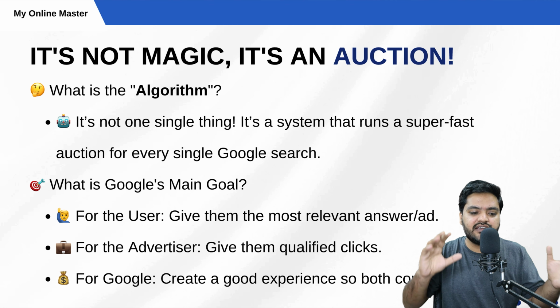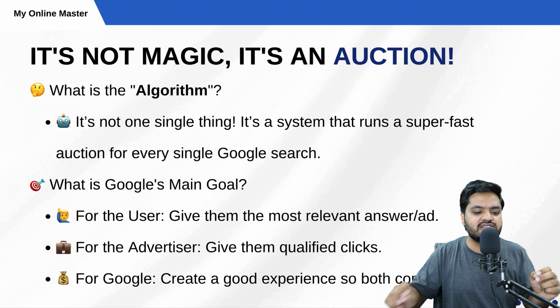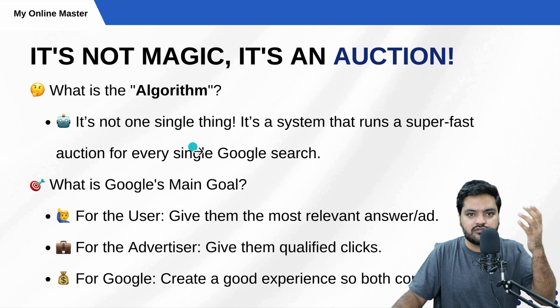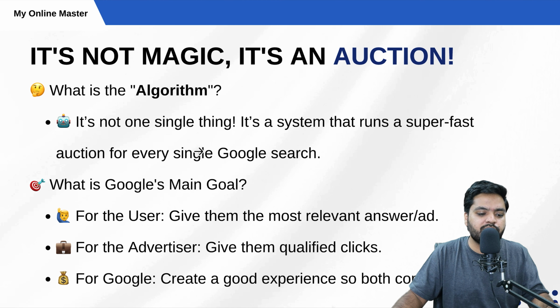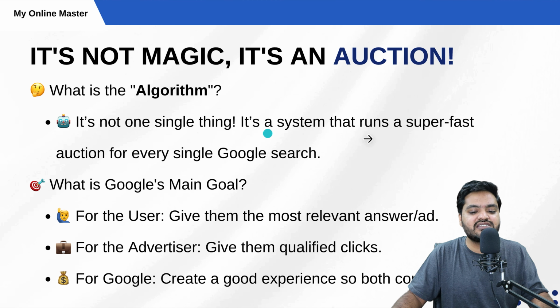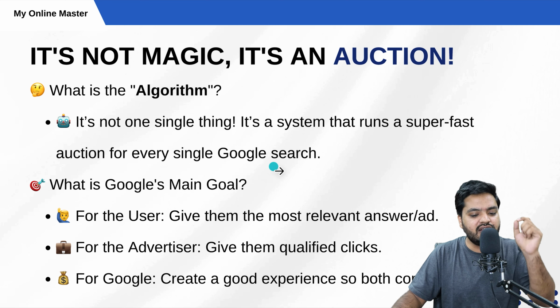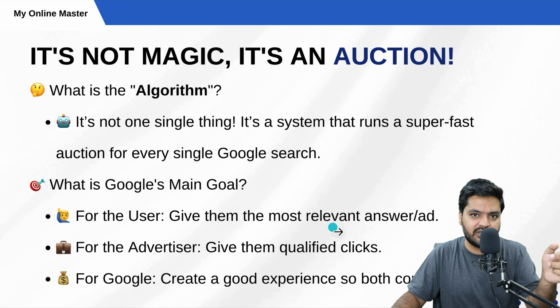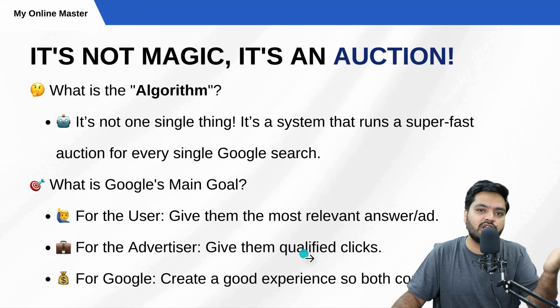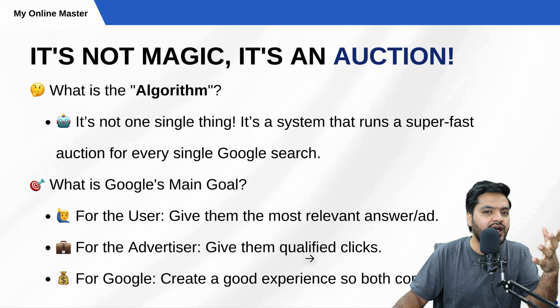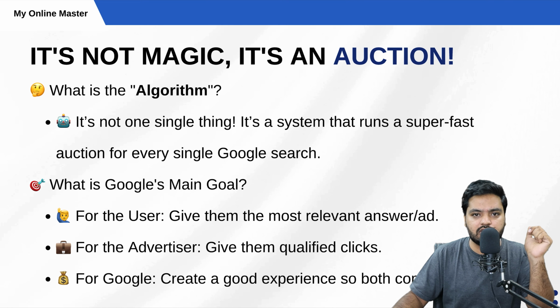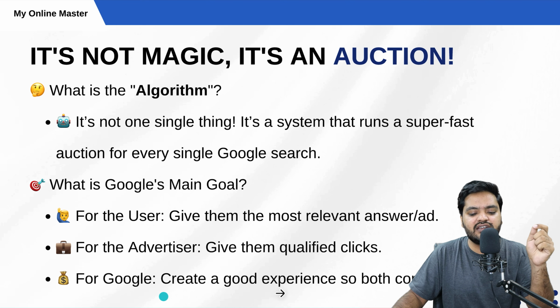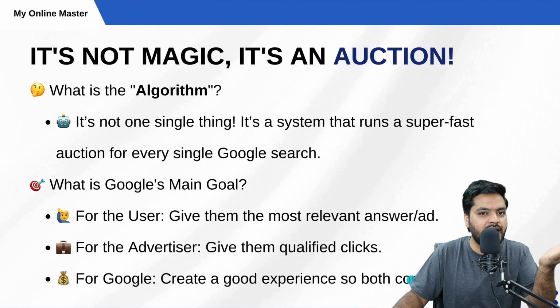So as I said, it is not magic, it is completely an auction system where the Google algorithm processes it. It is not one single thing. It is a system that runs a super fast auction for every single Google search. As I told you, what is the Google main goal behind placing this algorithm? For the user, give them the most relevant answer plus ad. For the advertiser, give them qualified clicks, because if they show irrelevant ads to irrelevant people, the brand will also not benefit. And for Google, create a good user experience so that both the user as well as the brand come back.